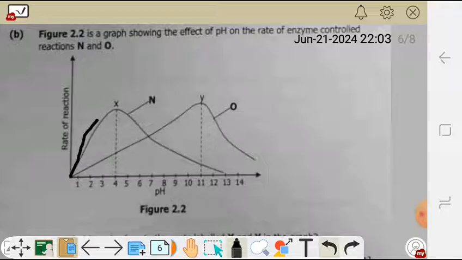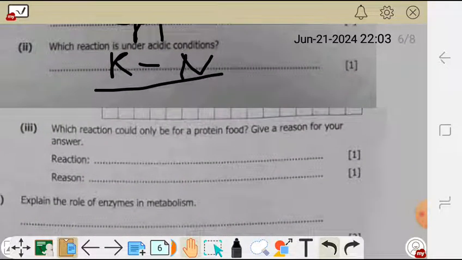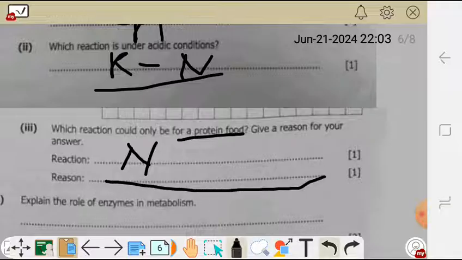So the proteins, we know it is in acid, so it is reaction N. The reason is because proteins are digested in the stomach, where acid is also produced, and the enzymes which work on proteins are activated in acidic conditions. So you can just say proteins are digested in the stomach, where the environment is acidic, as short as that.